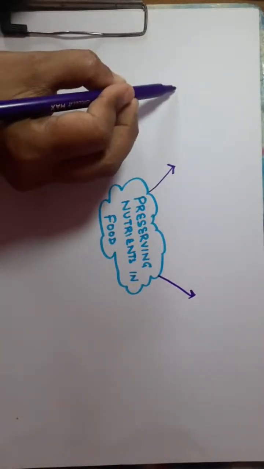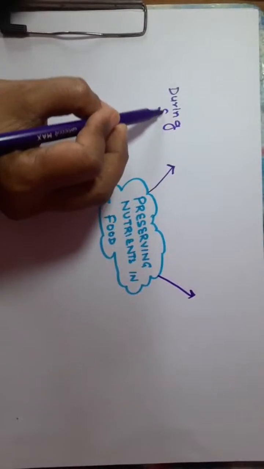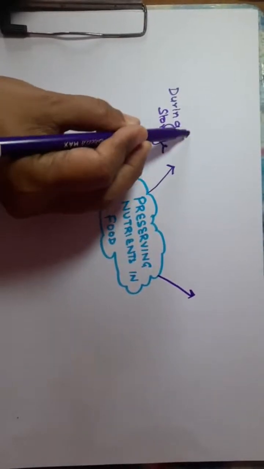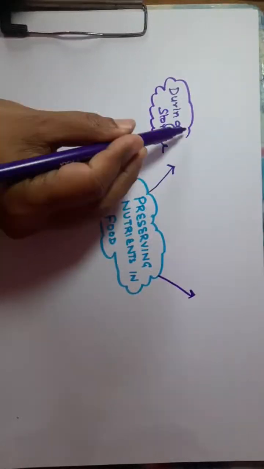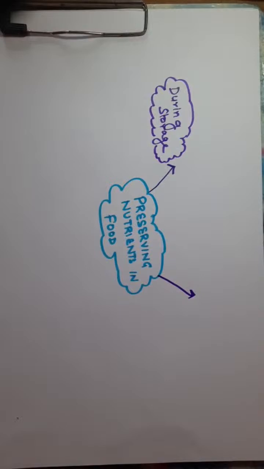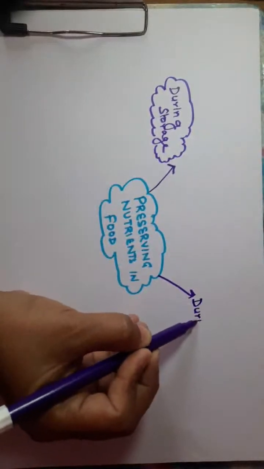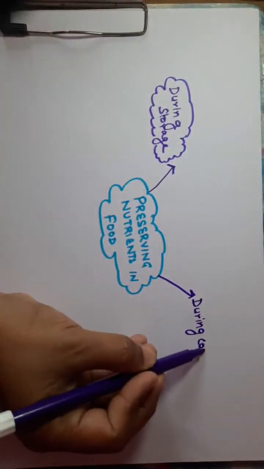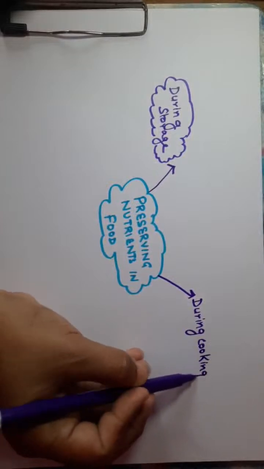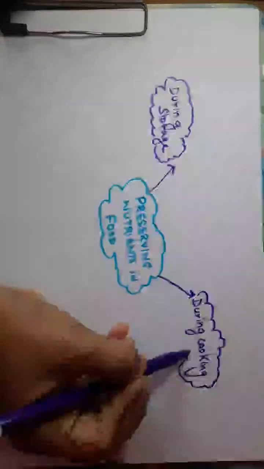First, we can preserve the nutrients during storage. It's not like you will buy all the food and eat it in one day, so you will store it for later use. At that stage we can preserve the nutrients. And the second is during cooking or while eating. We will try to understand how during cooking we can preserve the nutrients in the food.